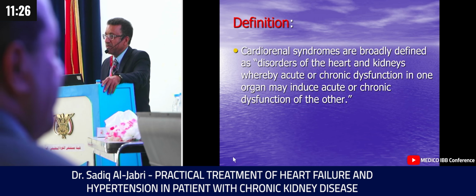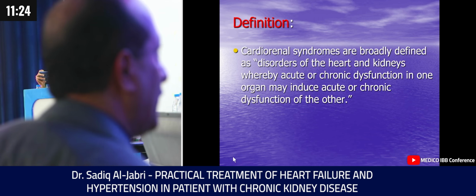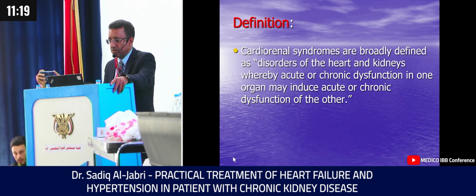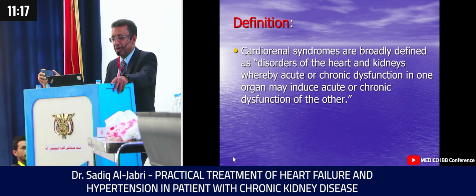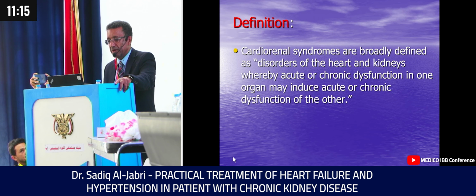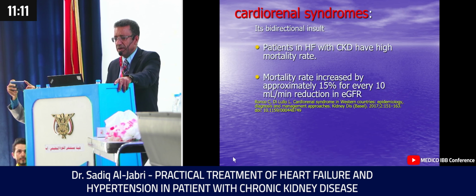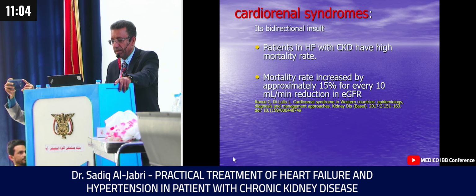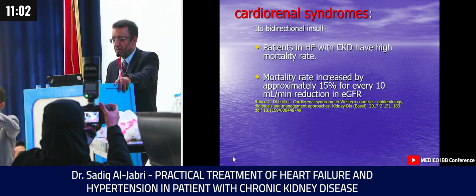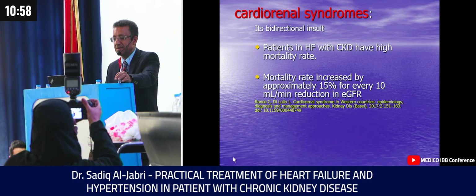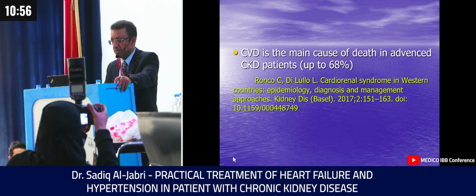So we'll speak about the cardiorenal syndrome, which is broadly defined as a disorder of the heart and kidneys, where the acute or chronic dysfunction in one organ may induce acute or chronic dysfunction of the other. It is a bidirectional insult. So the patients with heart failure and chronic kidney disease have a high mortality rate that reaches approximately 15% for every 10 ml per minute reduction in estimated GFR.